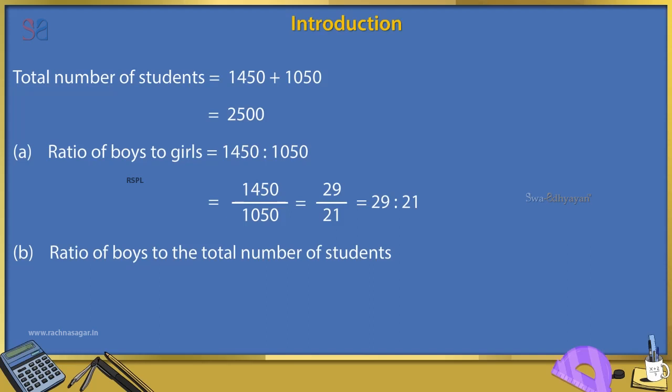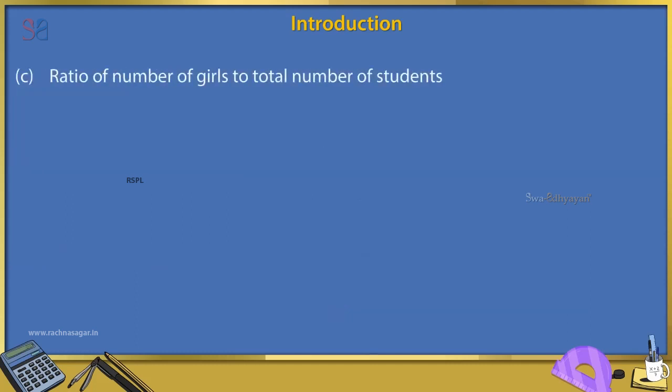B. Ratio of boys to the total number of students is equal to 1450 by 2500, which is equal to 29 by 50, which is equal to 29 is to 50. C. Ratio of the number of girls to the total number of students is equal to 1050 by 2500, which is equal to 21 by 50, which is equal to 21 is to 50.